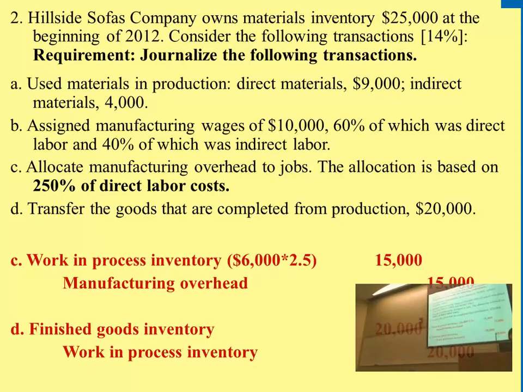Last one, we transfer the goods that are completed from production. So you know that these are the goods. Originally, the cost incurred was in work in process inventory. Now we transfer them since it's already completed. So we'll be crediting work in process inventory, debit finished goods. Transfer the portion that is no longer halfway done, it's actually completed, into the finished goods inventory account.